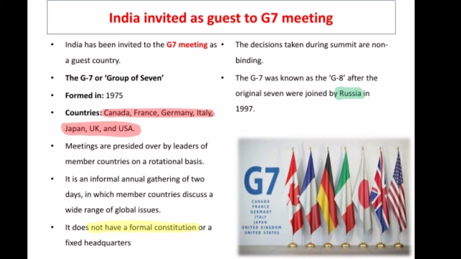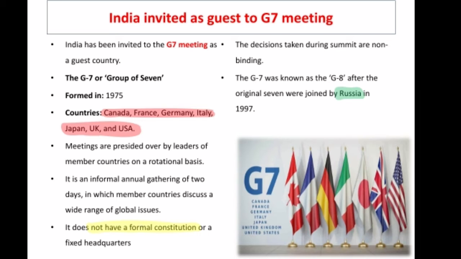The G7 meeting is held once yearly. Even though India is not a part of this G7 meeting, it has been invited by the G7 countries to attend this meeting as a guest. It was formed in 1975. There are 7 members: Canada, France, Germany, Italy, Japan, United Kingdom, and United States.